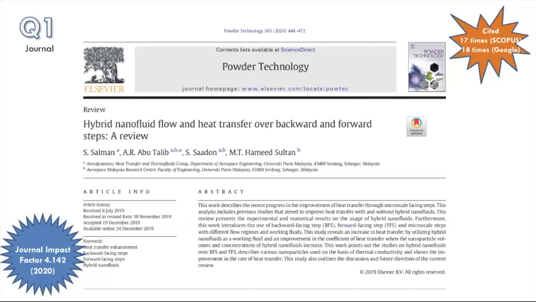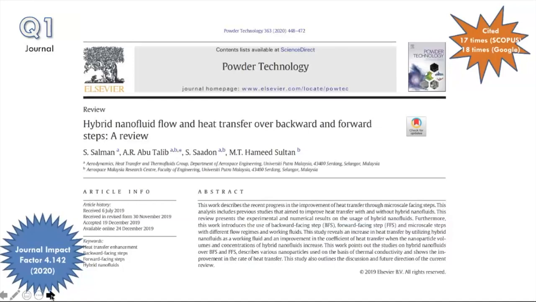What do we mean by that? This means that this particular review paper, even though it was published in the year 2020, has been referred to by many authors in the year 2020, and the number will hopefully grow in 2021 and the years ahead.